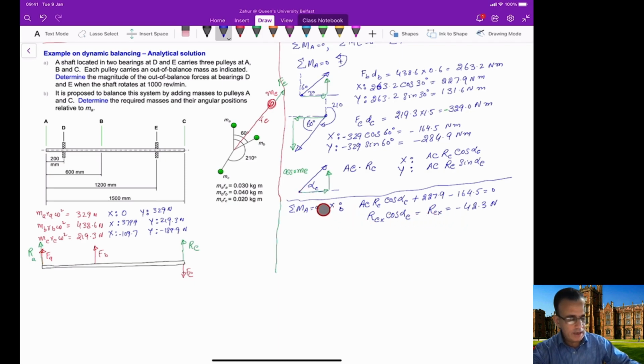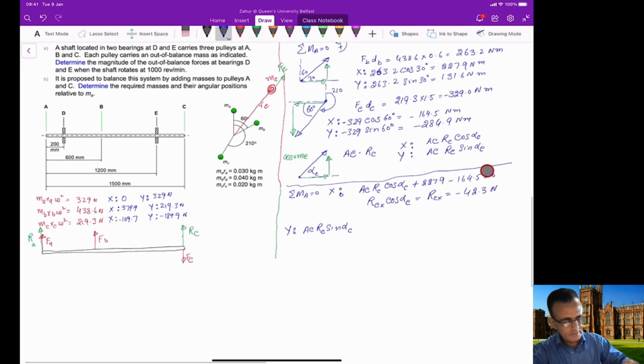Now we will apply a similar condition about the y-axis. So if we apply this summation of all the moment at A equals 0 about the y-axis, we will again just use this thing. So AC and RC sine alpha C, and the one Y component is here, which is 131.6, and it is positive. So plus 131.6. The next y component is negative, which is minus 284.9.